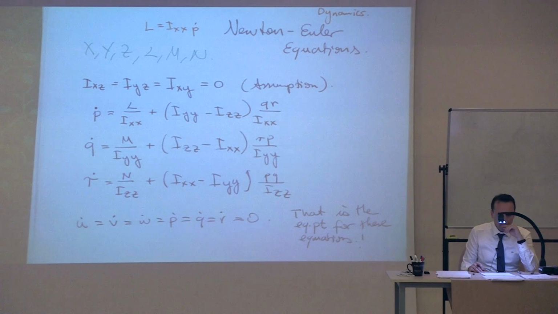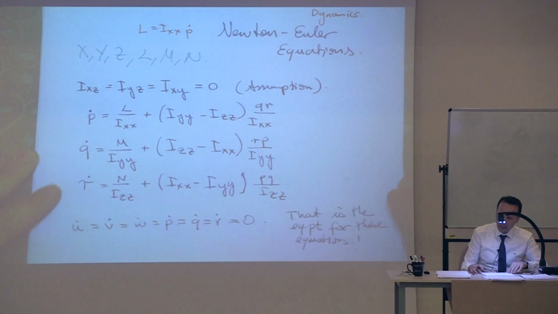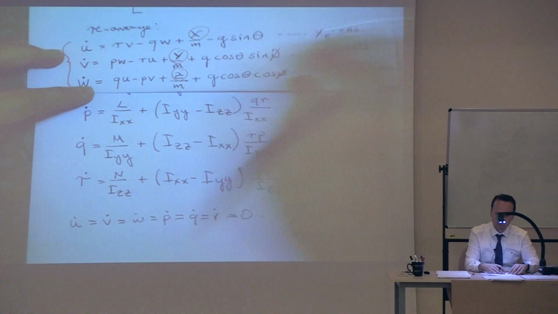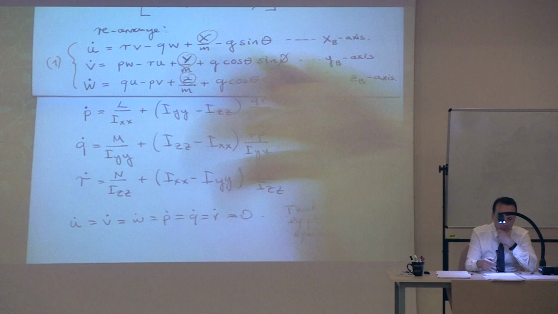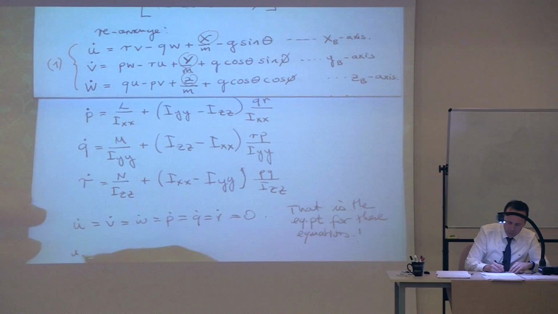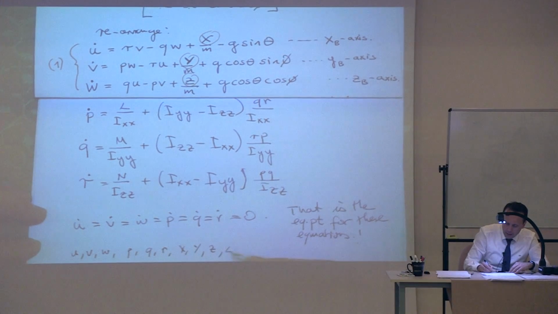Okay, so let's do that. But I have to define now, let me start here. Setting these equal to 0 will probably have a number of solutions here, right? It doesn't have only one solution. I mean, what I'm going to find is U, V, W, P, Q, R, X, Y, Z, L, M, N.